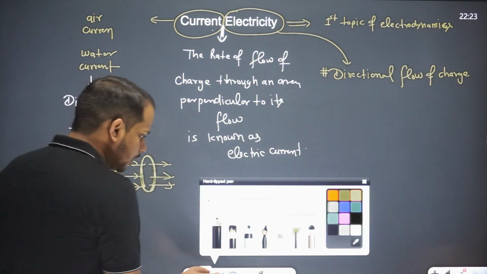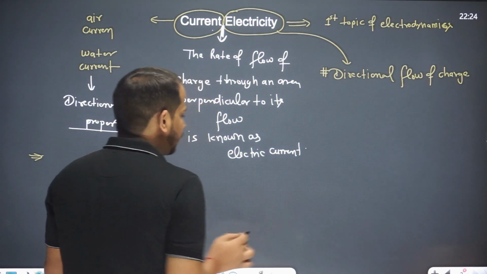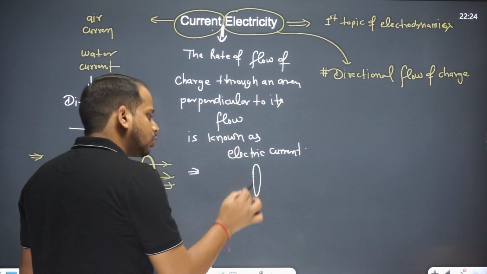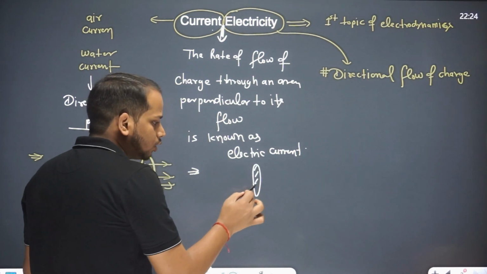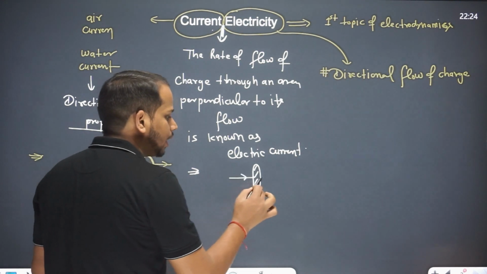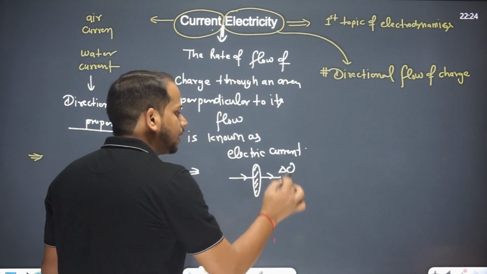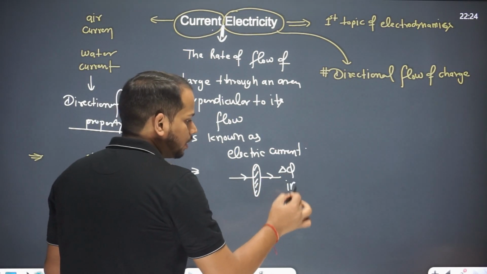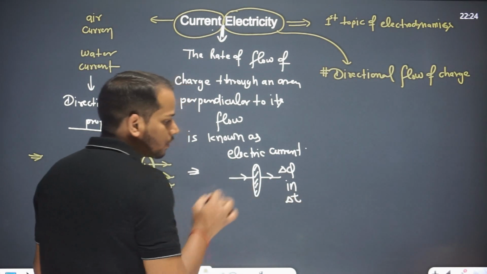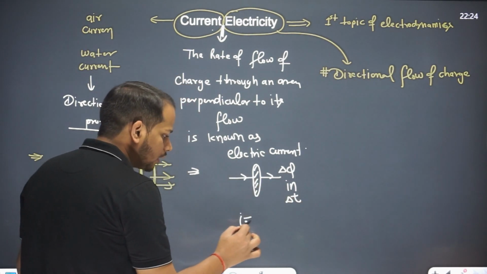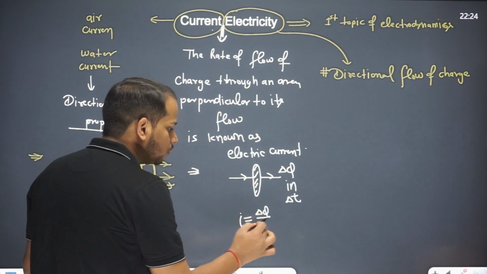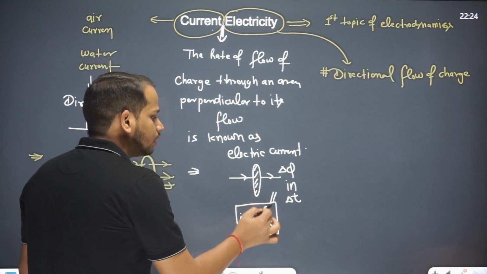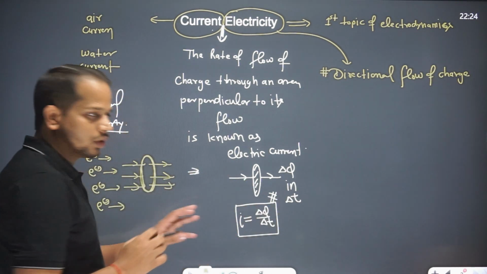So how do we define the current over here? It is defined as the rate of flow of charge. In general, if this is the cross-sectional area we have, and through this cross-sectional area a charge delta Q is passing in delta T time, then what is the current? The current is delta Q by delta T. This is called the current.